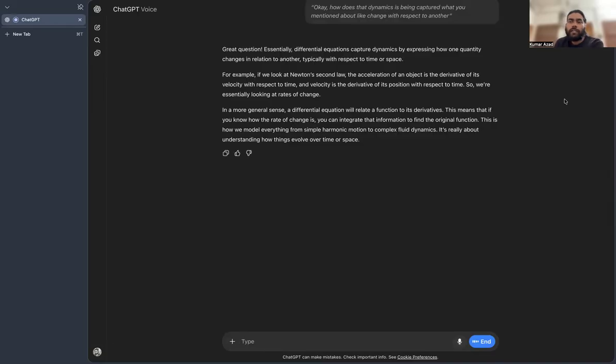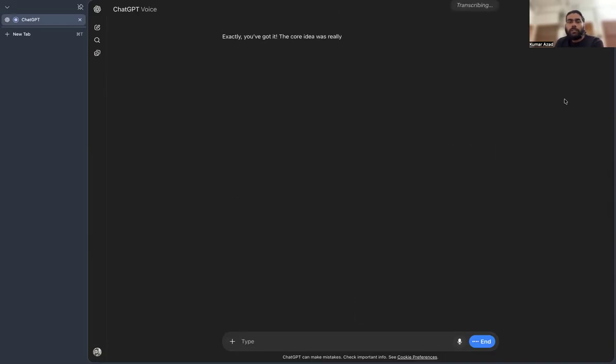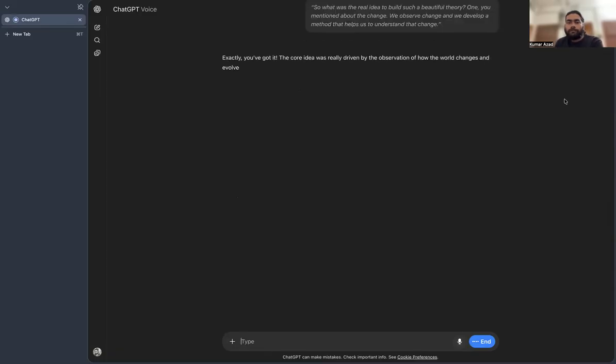So, what was the real idea to build such a beautiful theory? You mentioned the change. We observe change and we develop a method that helps us to understand that change. Exactly, you've got it. The core idea was really driven by the observation of how the world changes and evolves. Early scientists and mathematicians wanted a systematic way to quantify and predict these changes. By developing tools like calculus, they created a framework to describe rates of change and accumulations in a precise way.